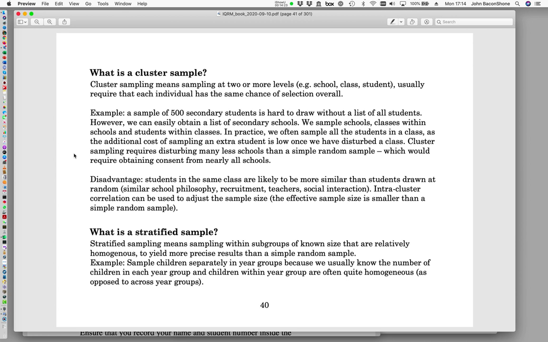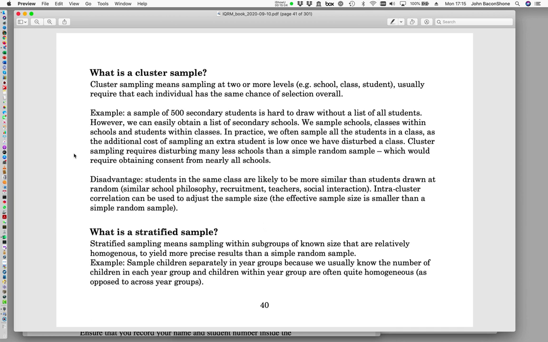A good example of that is if I wanted to sample school students in Hong Kong. So let's say I want a sample of 500 secondary students. So how would I draw that? Well, you might say, if I start with a list of all the secondary students, it's still very straightforward, but there is no list which I can obtain. So usually what we do is what we call cluster sampling. This means we sample at 2 or more levels. So we could sample at 3 levels, for example: the school, the class, and the student.